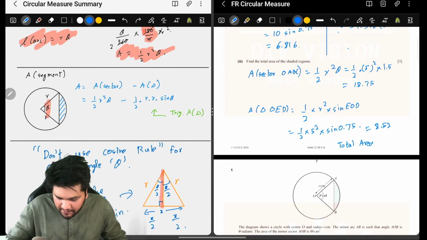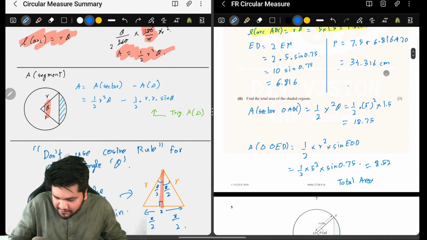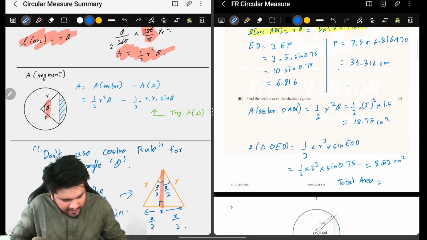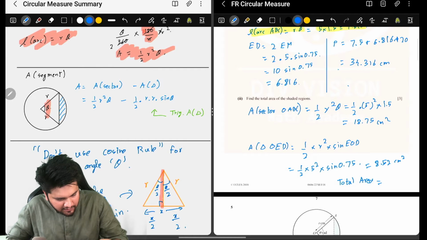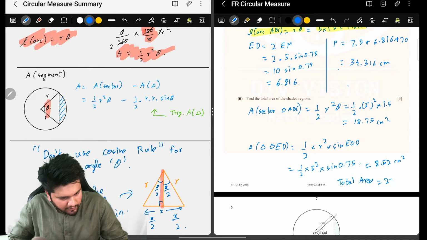If you just use the calculator, the perimeter is 34.316, this area is 18.75 centimeter square, this is 8.52 centimeter square, and the total area is just adding 8.52 with 18.75, and you will get 27.27 centimeter square as your total area.